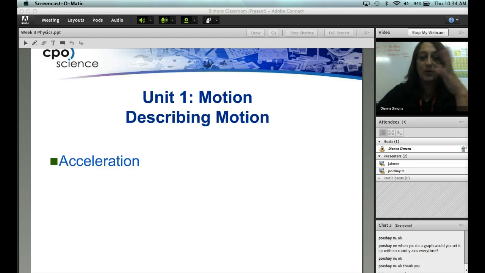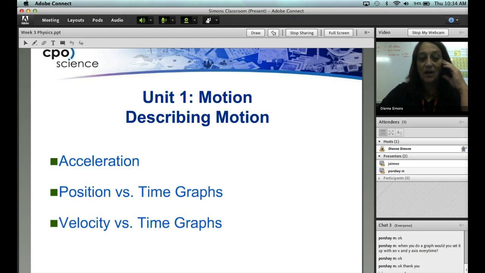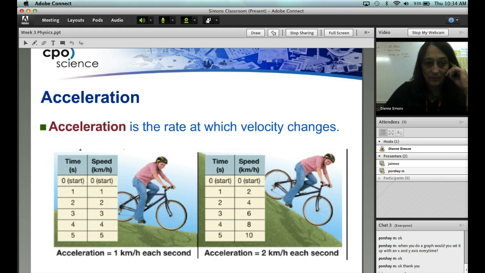All right, so today we're going to talk about acceleration. We're going to talk about position versus time graphs, and we're going to talk about velocity versus time graphs. So, for acceleration, acceleration is the rate.